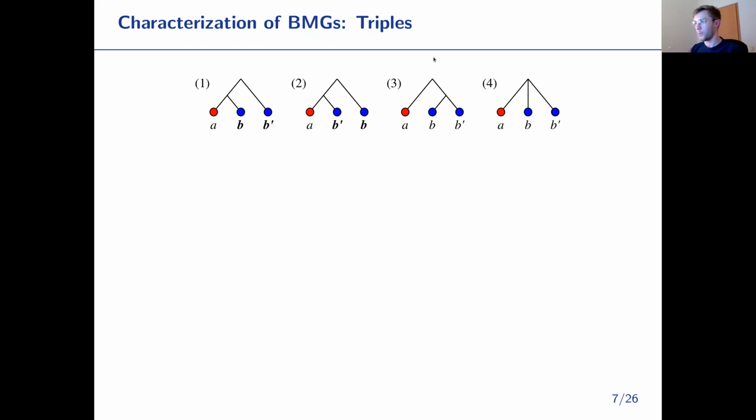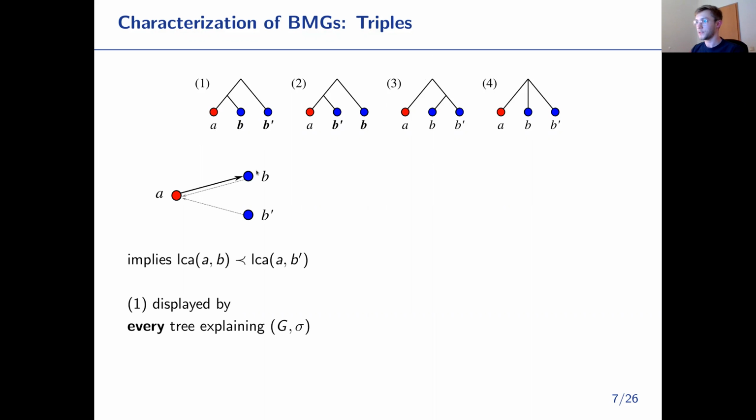Yeah, and the interesting cases that give us some topological information for the trees that explain BMGs are essentially 2 cases, and it's always a combination of 3 vertices where exactly 2 have the same color. And the first interesting case is this one, where A only points to B and not to B prime. And here the dashed arcs mean that those arcs may or may not exist.